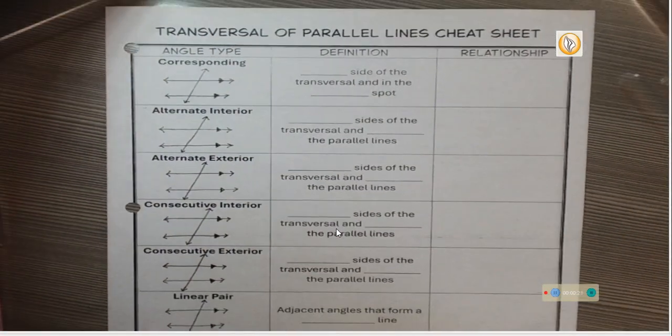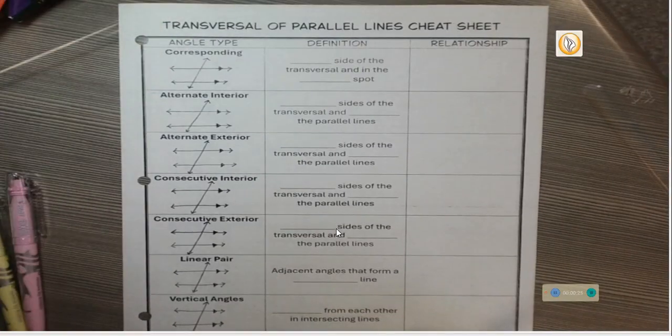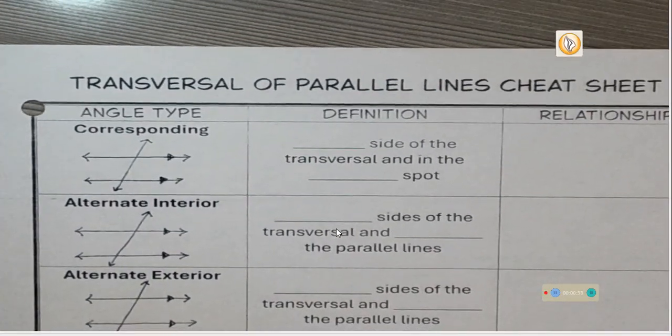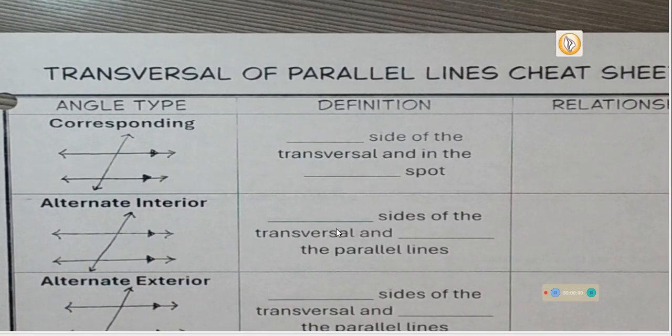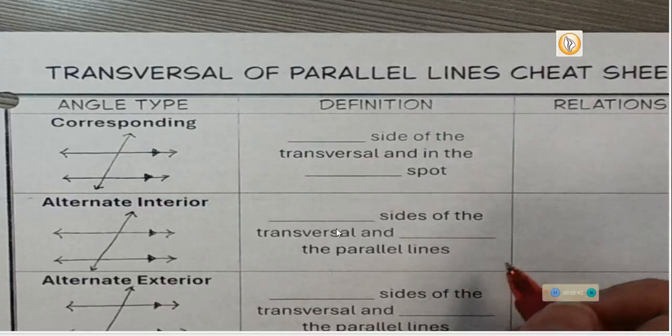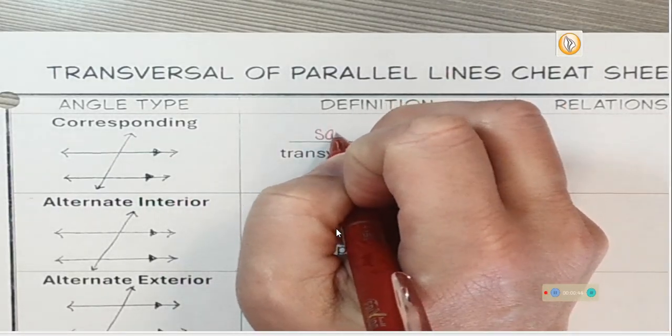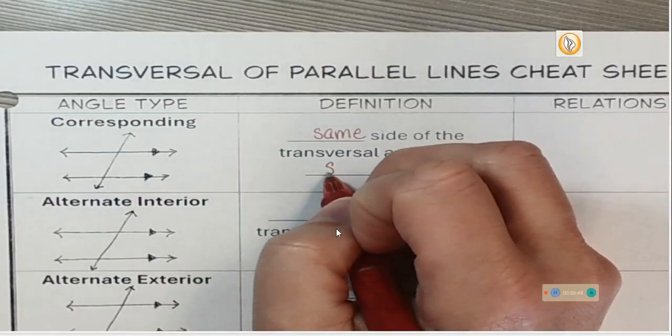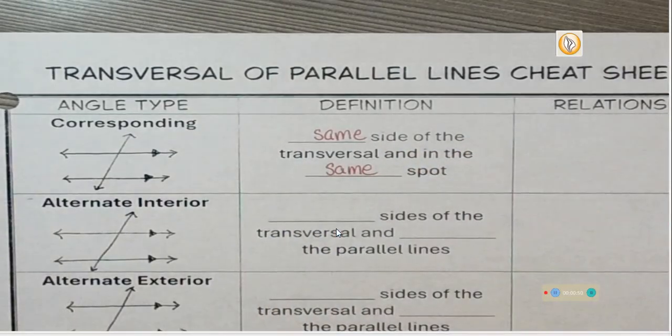All of these types of angles are either congruent, which means they are equal, or they are supplementary, which means they add together to equal 180 degrees. So let's focus on corresponding angles. Let's get our definition here. Corresponding angles are on the same side of our transversal and in the same spot.